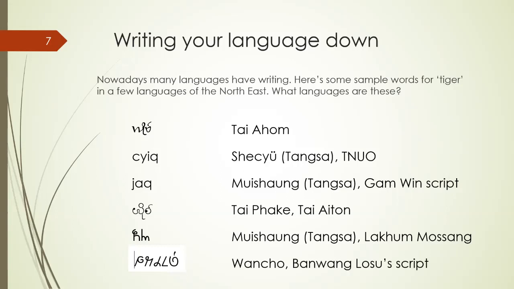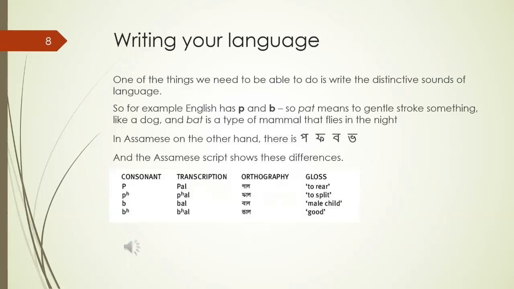And finally, we have the word Shaknu, which is the Wancho word for tiger in the script created by Banwang Losu. And I know that right now, Banwang is undertaking a course with students in Longding district to teach this script.